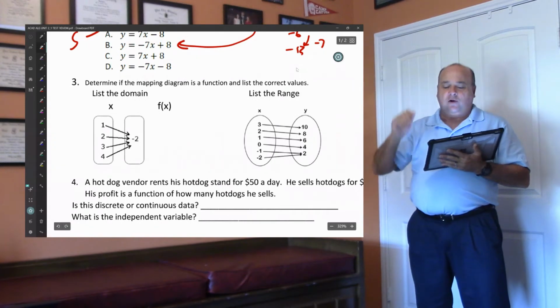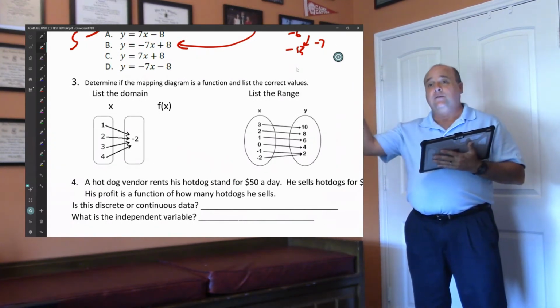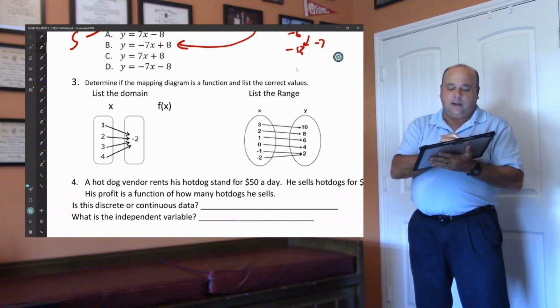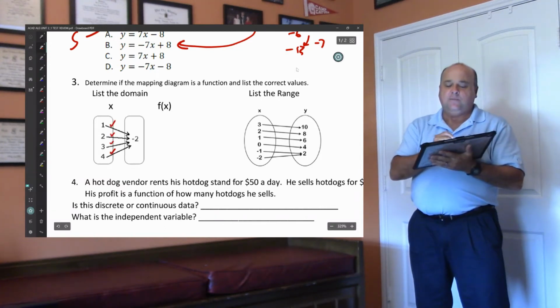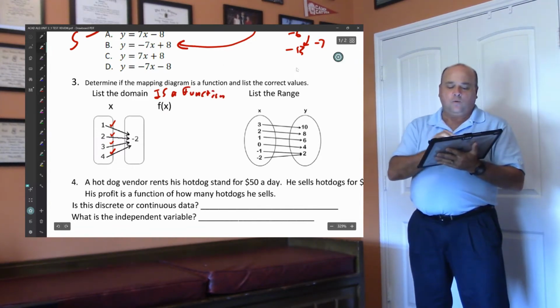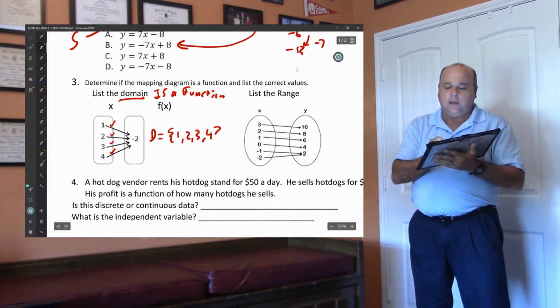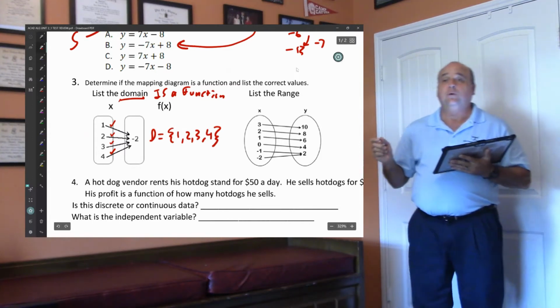Number 3, we got to figure out if it's a function and then write down either the domain or the range. This one only has 1 arrow, right? Check, check, check, check. This is a function. Okay. And then write down the domain. The domain, put D would equal 1, 2, 3, and 4. And remember, this would be a discrete function, wouldn't it?